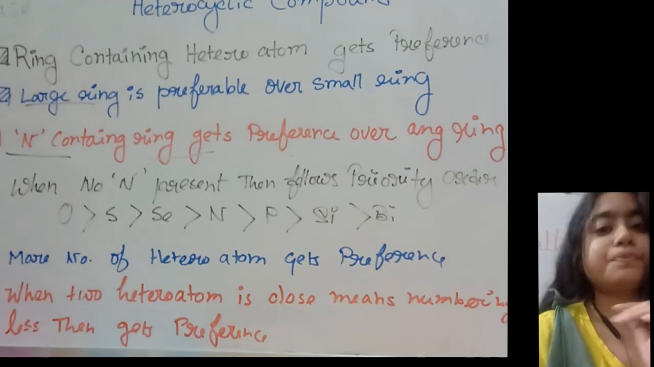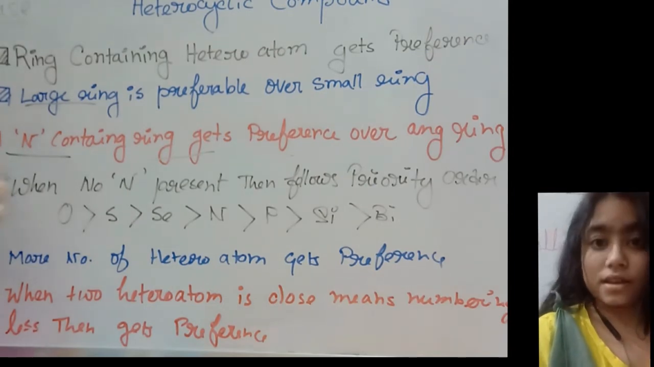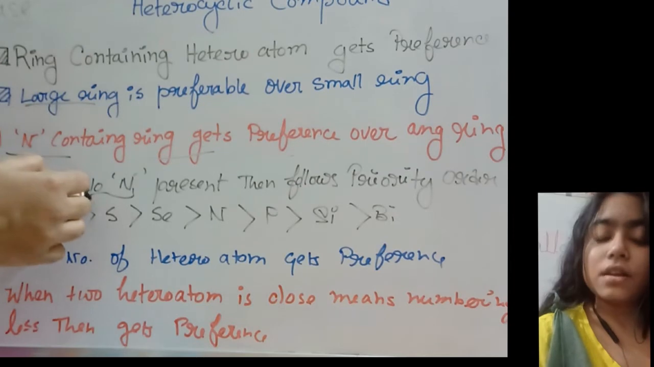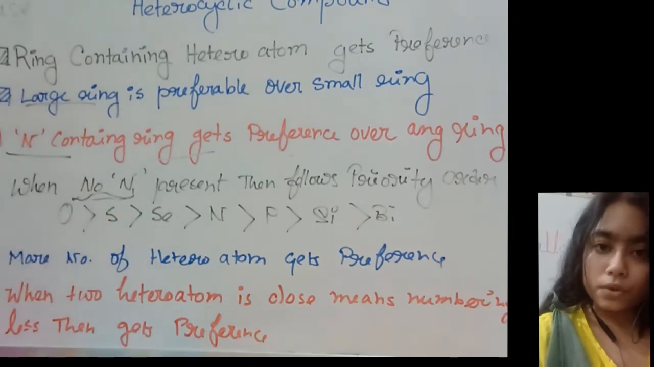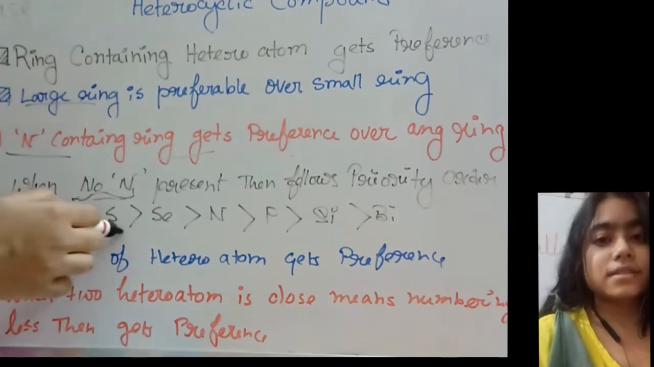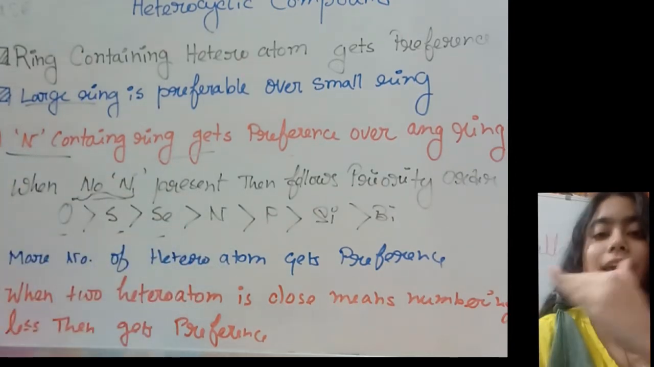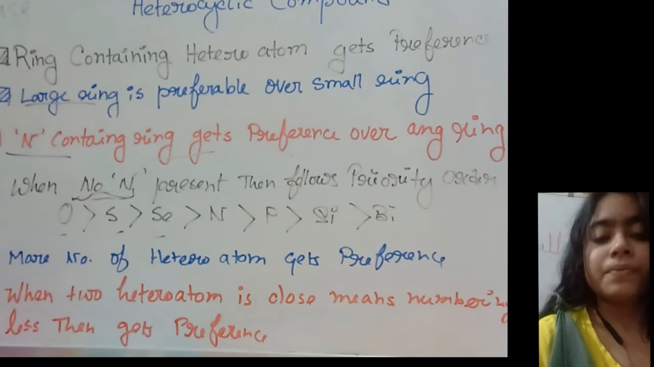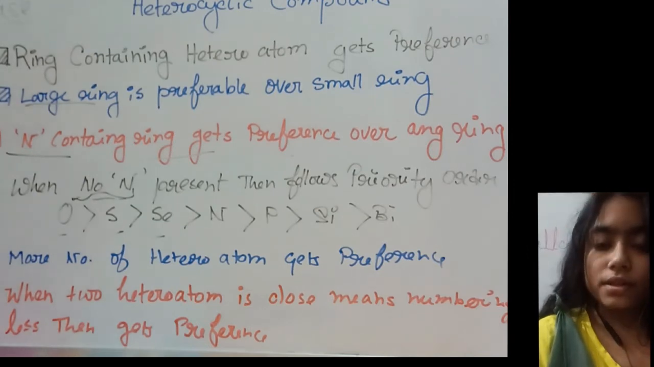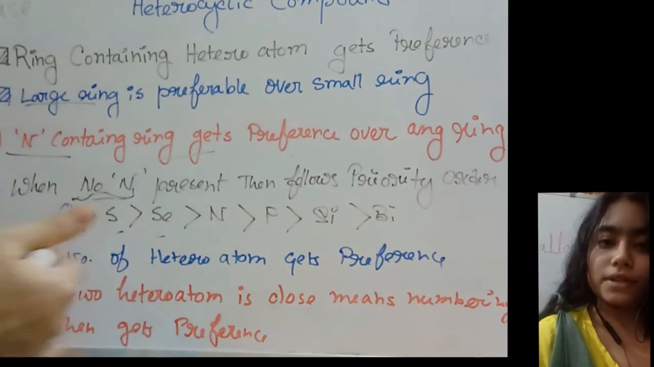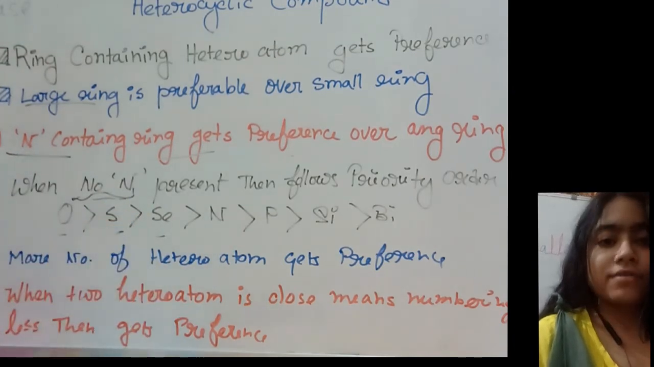The fourth rule is, when no nitrogen is present, then they follow the priority order: oxygen, sulfur, selenium, nitrogen, phosphorus, silicon, bismuth, as I told you in my previous video. Another rule, the fifth rule, is that the ring with more heteroatoms gets preference over the other one.